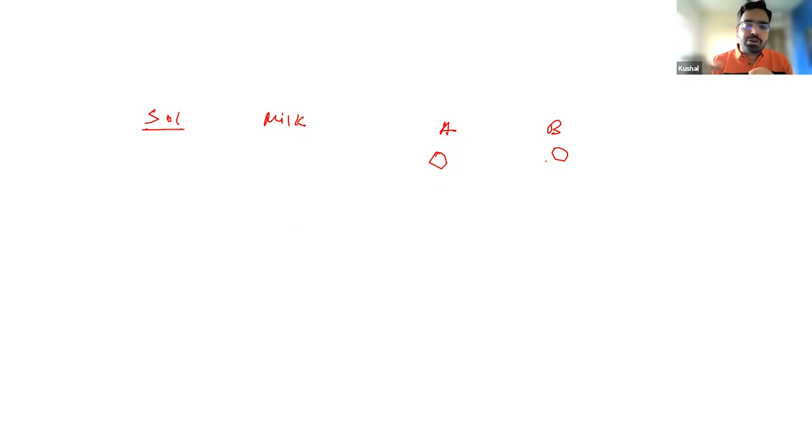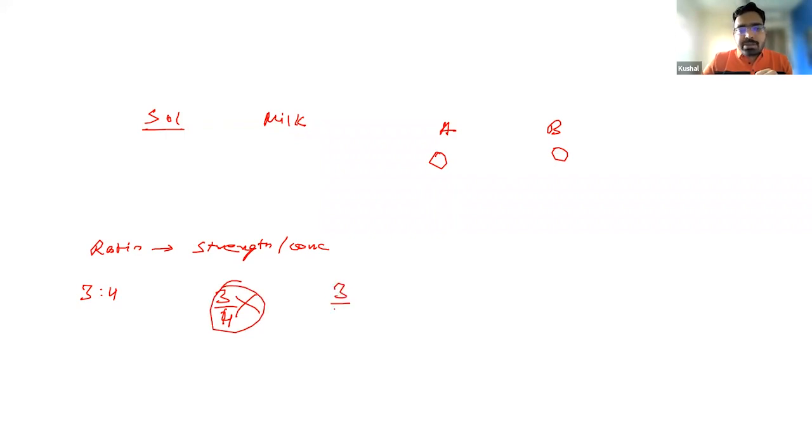The second thing that I want you to understand is the difference between ratio and strength or concentration. These two things represent a similar thing, but in a different format. For example, if I say that the ratio of milk and water is 3:4, can I then say that the strength is 3/4? No, I cannot say that the strength is 3/4. Strength will be 3/7. And when you convert it into a percentage, we more often call this a concentration.